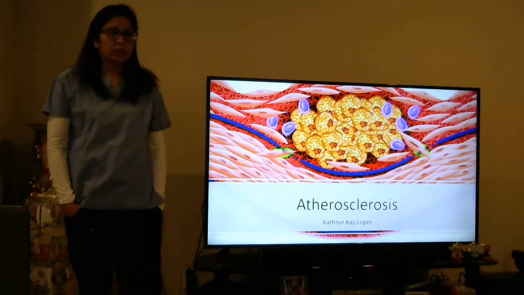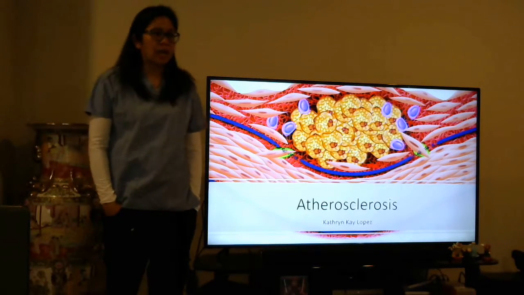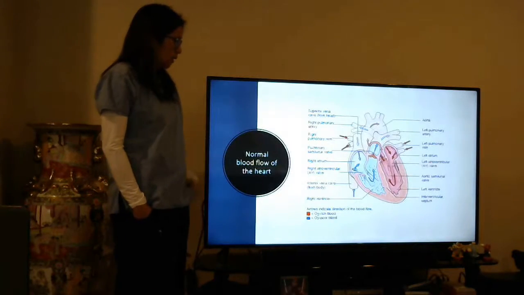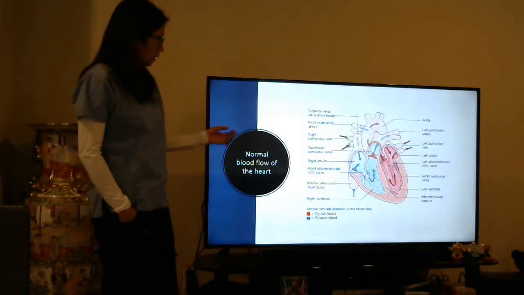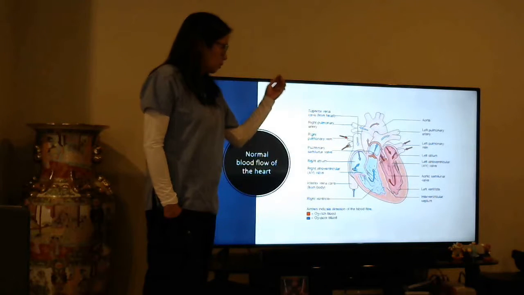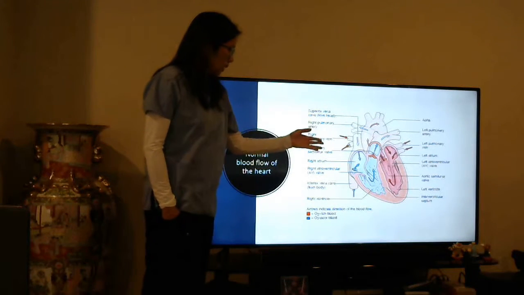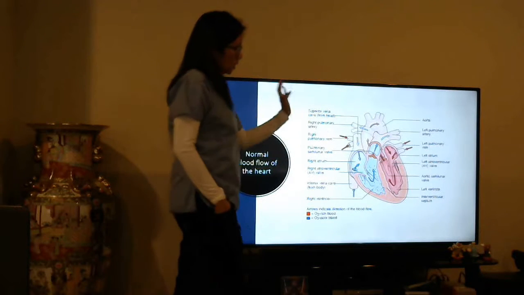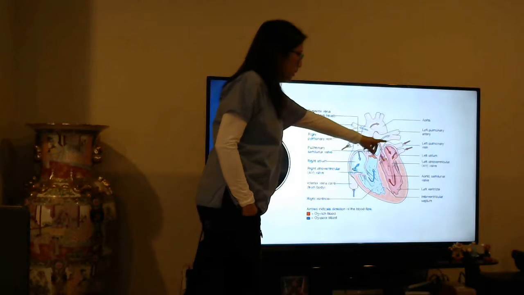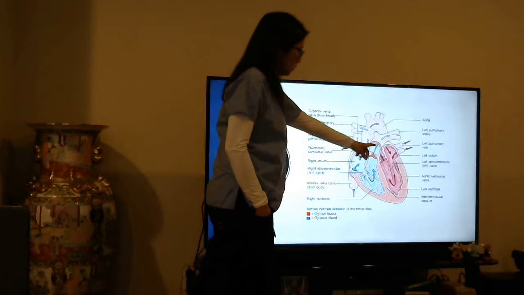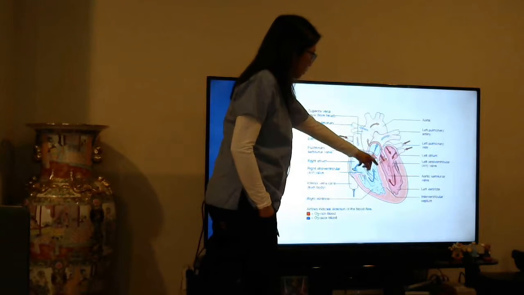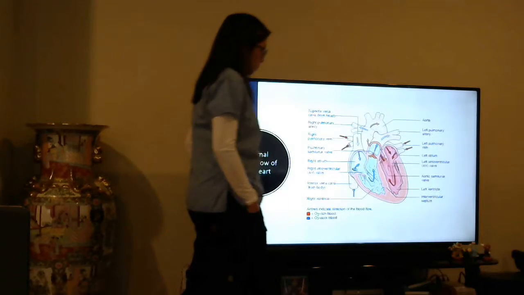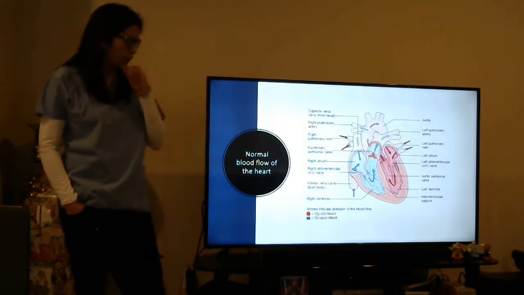As we begin, I will show you the normal blood flow of the heart and what happens when this disease process occurs. Normal blood flow of the heart: we go through our right atrium, through our tricuspid valve to our right ventricle. We go in and oxygenate all of our blood, come back through the pulmonary veins to the left atrium, to the left ventricle through our mitral valve, out through the aortic valve to the aorta and the rest of the body. That's normal blood flow.